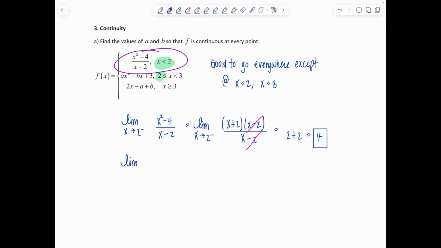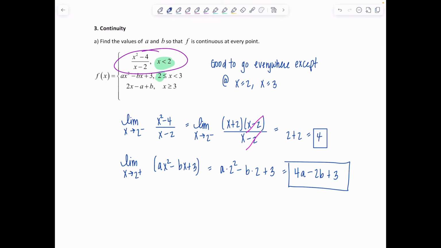What's the limit as x approaches 2 from the right of ax squared minus bx plus 3? Well, I can substitute in 2 for x. The rest I'm just going to have to leave in there. So a times 2 squared minus b times 2 plus 3. That's going to be 4a minus 2b plus 3.